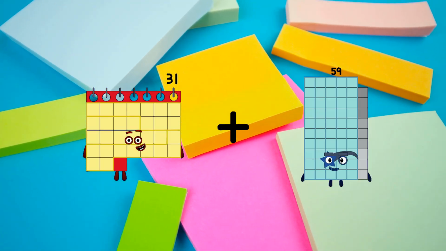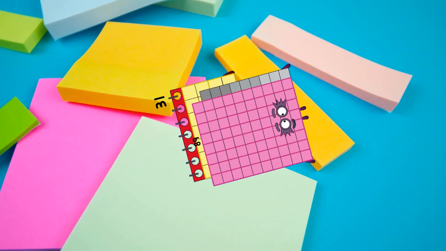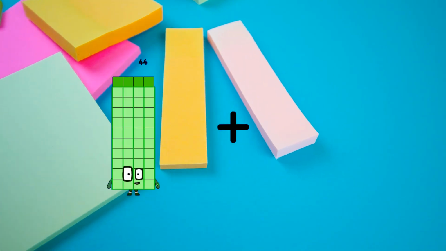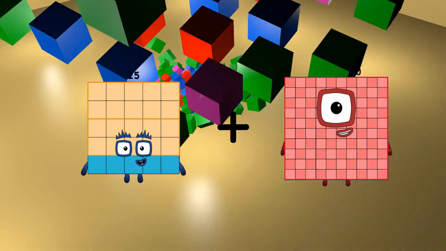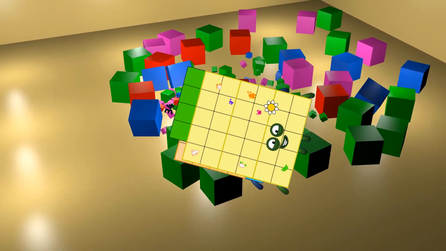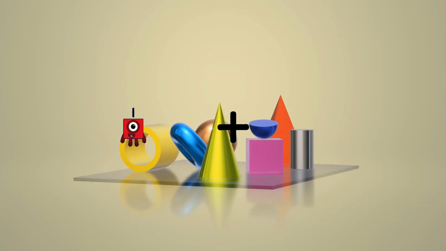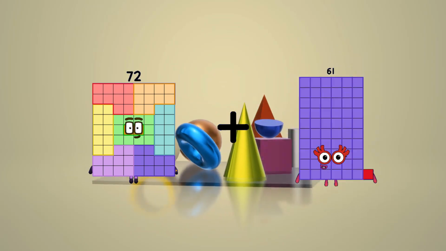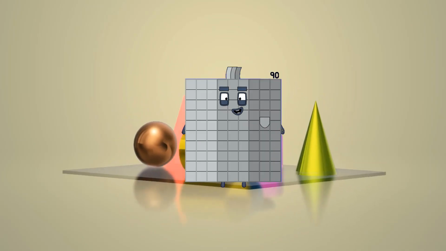31 plus 89 equals 120. 25 plus 34 equals 59. 72 plus 18 equals 90.